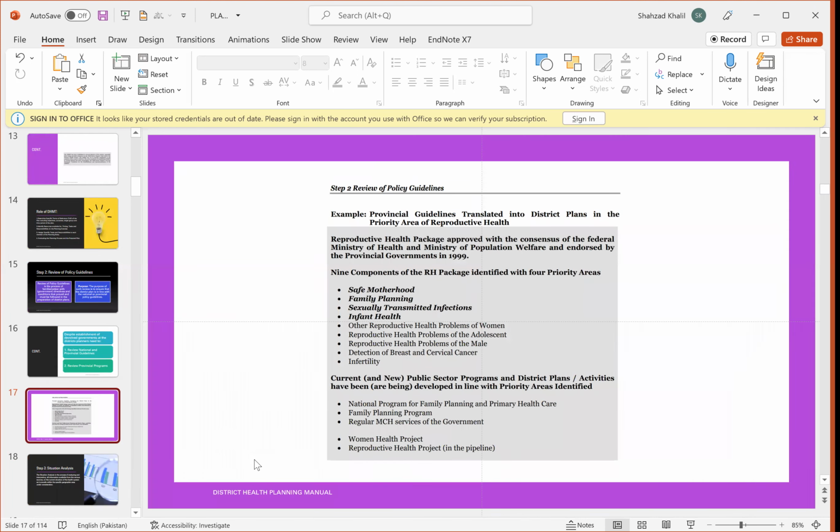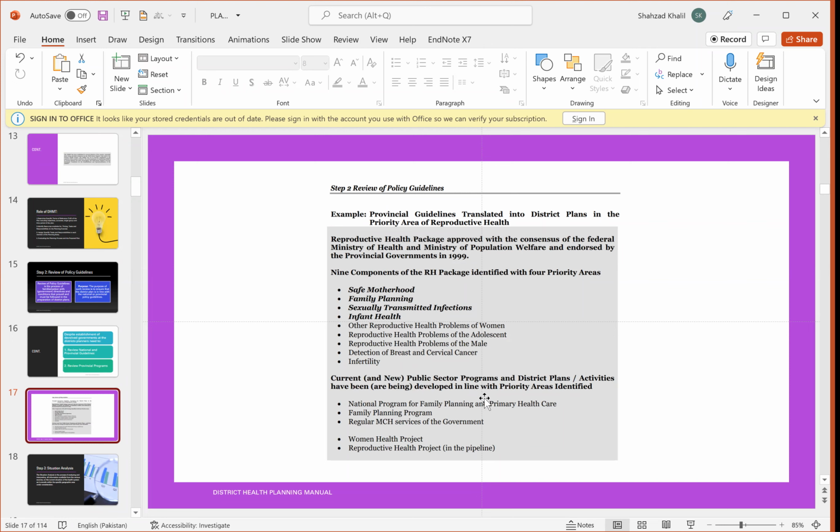Review of policy guidelines. Provincial guidelines are translated into district plans in the priority areas of reproductive health. For example, the district reproductive health package approved with the consensus of the Federal Ministry of Health and Ministry of Population Welfare and endorsed by the provincial governments in 1999. The 9 components of the reproductive health package were identified with 4 priority areas: safe motherhood, family planning, STIs, and infant health. Other reproductive health programs include those of women, adolescents, males, then the detection of breast and cervical cancer and infertility.